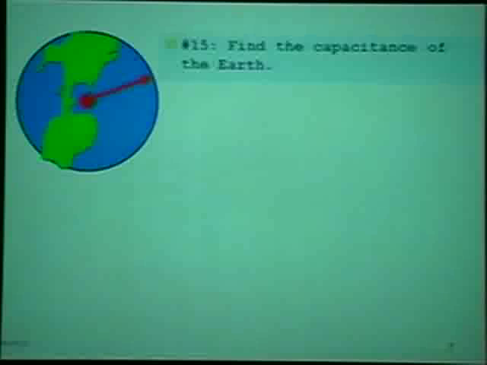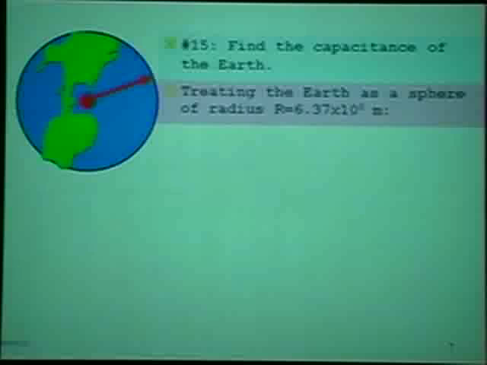Let's try this out. Here's a problem from the book. Find the capacitance of the Earth. Let's treat the Earth as this spherical shell of charge, a sphere of radius 6.37 times 10 to the 6 meters. The capacitance of the Earth is the radius of the Earth divided by our famous K constant.